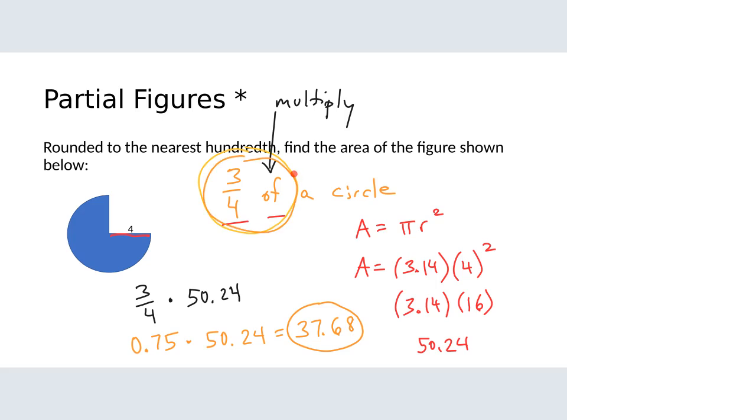To find 3/4 of the area of the circle, we're going to do 3/4 times the area of the circle. And the way we'll do that is 3/4, that's really just 3 divided by 4 to get this 0.75. Then we can multiply by the whole circle to have the area of 3/4 of the circle.